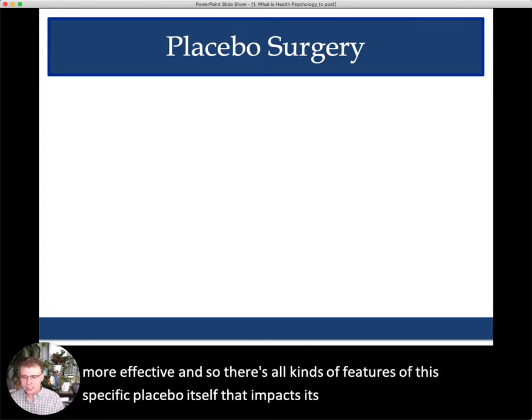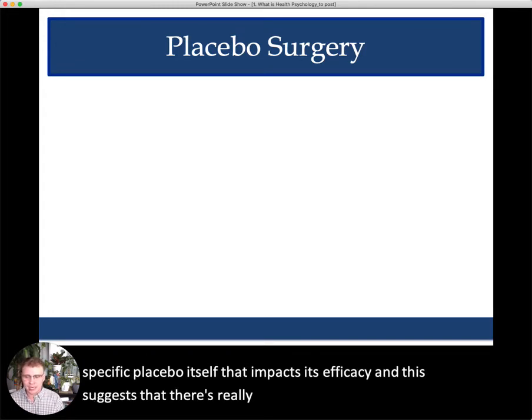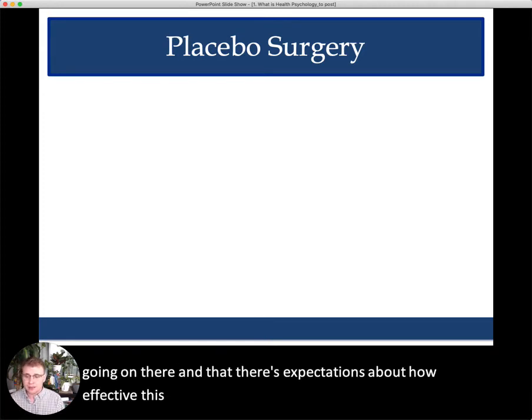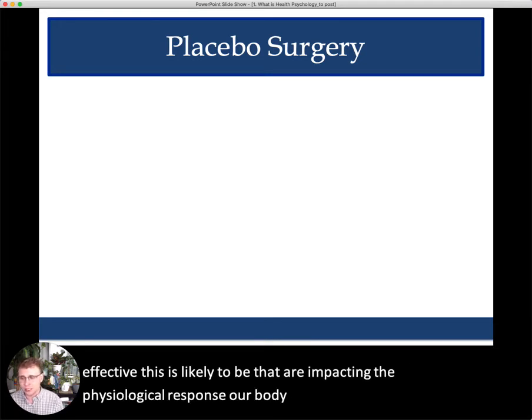And this suggests that there's really some psychological things going on there, and that there are expectations about how effective this is likely to be that are impacting the physiological response our body is having to that placebo.